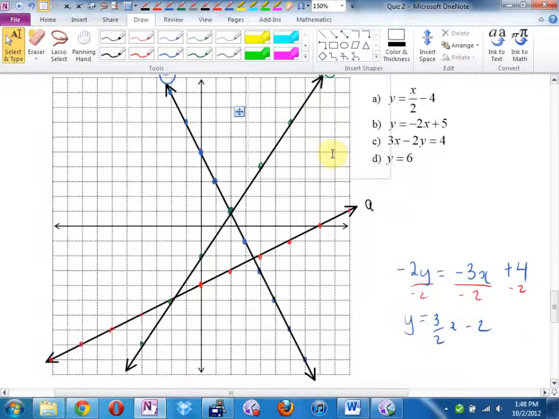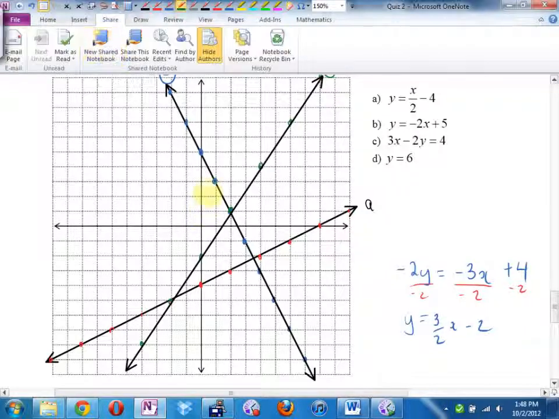What's weird about D? Well, actually, it does have a slope. By the way, I've got to be fussy. In math, no slope actually means a vertical, undefined slope. Slope is 0, which is a horizontal line. This is going to have a y-intercept of 6. 1, 2, 3, 4, 5, 6. Right there. In fact, it's going to look like this. D.